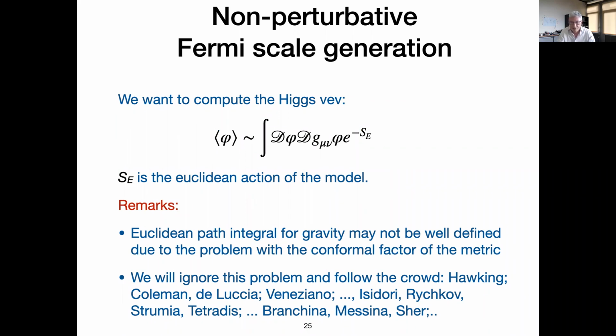I imagine that we include all fields into account. I am writing dg mu here, but integration over the connection should be included as well, and S is the Euclidean action of the model. A remark: the Euclidean path integral for gravity is actually not well defined due to the problem with the conformal factor of the metric. So it is not clear whether this expression really exists, but perhaps it can be understood as an analytic continuation from the Minkowski expression, as was discussed earlier during Jean-Luc's talk.